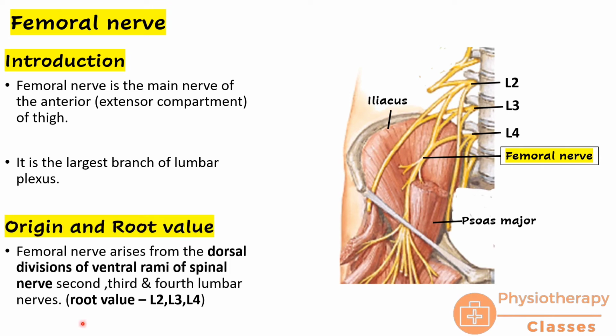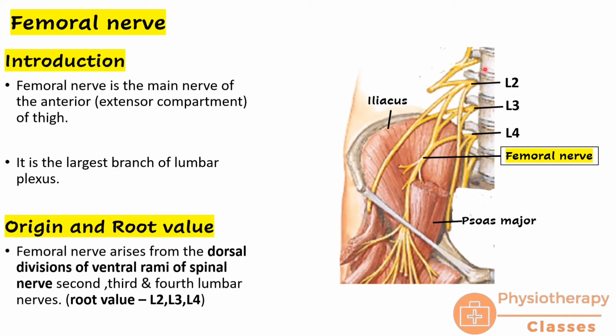Now let us look at the root and the origin of the femoral nerve. So femoral nerve arises from the dorsal divisions of ventral rami of spinal nerve. It is clear because it is taking origin from lumbar plexus, so obviously it will be formed from the ventral rami of spinal nerves. Which spinal nerves? L2, L3 and L4. So that's why the root value is L2, L3 and L4.